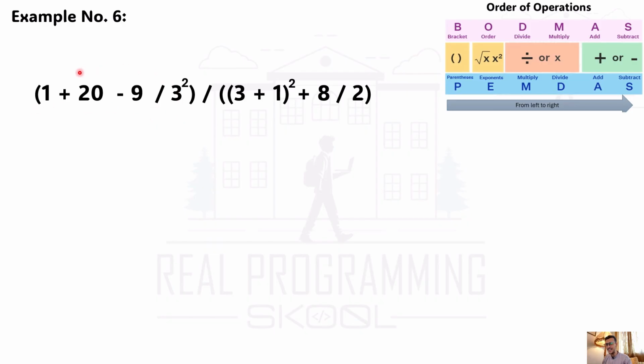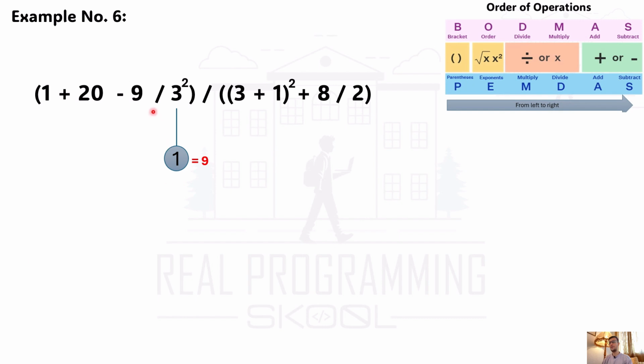And inside the bracket, we should focus on which priority is first. So inside the bracket, according to the order of operations, the priority first is for the exponents, which means 3 power 2. 3 power 2, which we will start with first. 3 power 2 gives me 9.